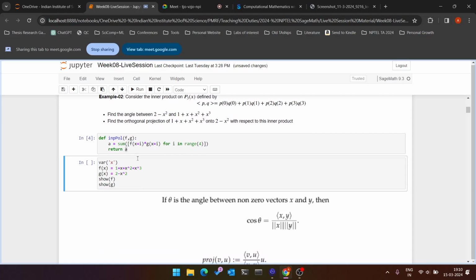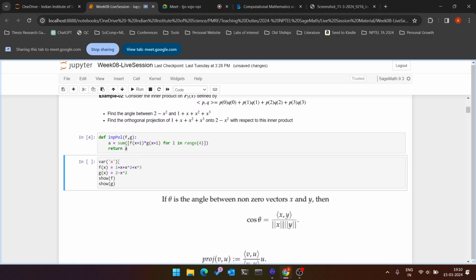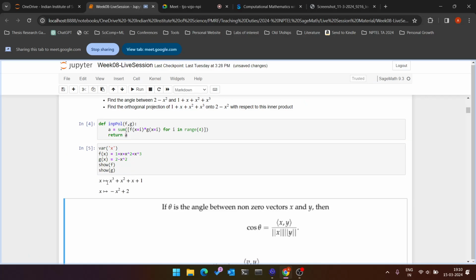Next step, we define the variable x. So to define the symbolic expressions f and g, it's a good habit to first initialize the variable, which is x in this case. Then we define both the polynomials f of x and g of x as 1 plus x square plus x cube and 2 minus x square respectively. If I print those out using the show command, it gives me the function map.